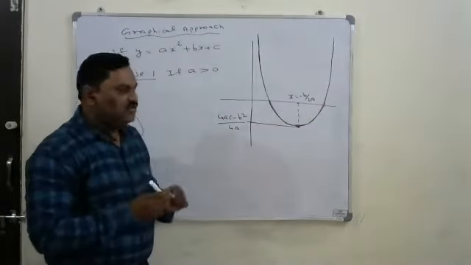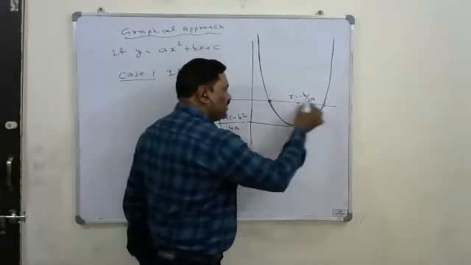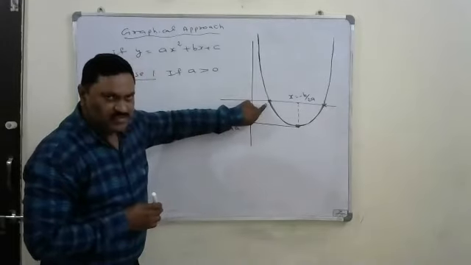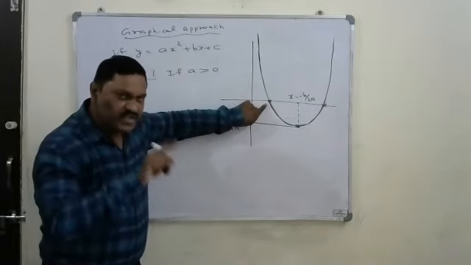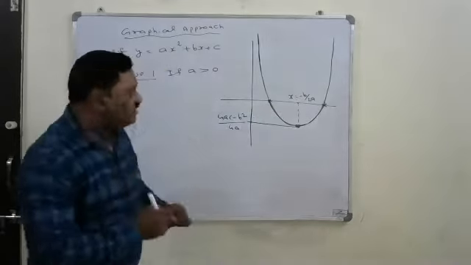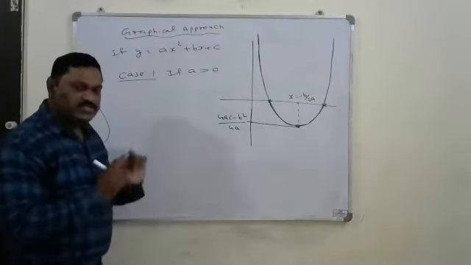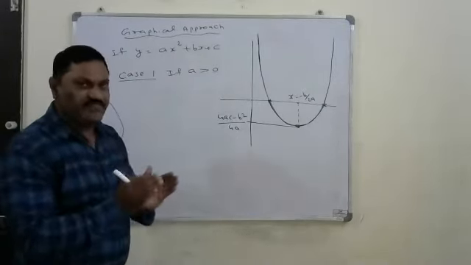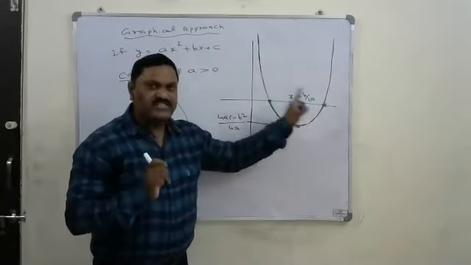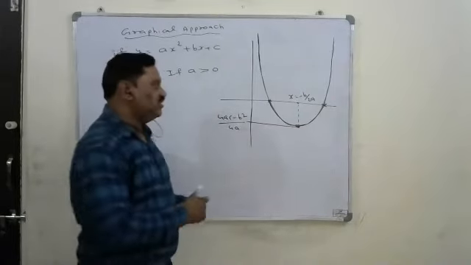Understand? And the point where the graph meets the coordinate axis. So this is on the x-axis. We know that on the x-axis y is equal to 0. Yes, sir. y equal to 0 means x square plus bx plus c is equal to 0. That is the equation. Means the points where the graph meets the x-axis are the solutions or the roots of that equation.